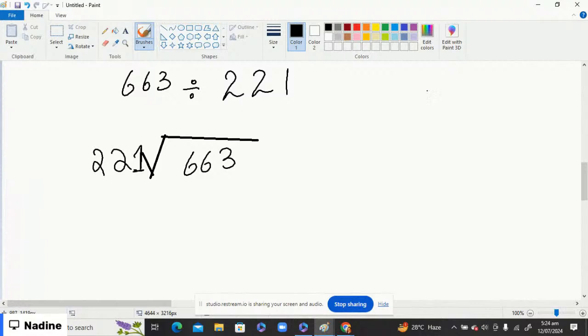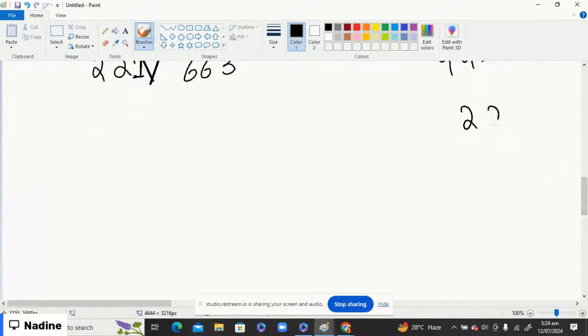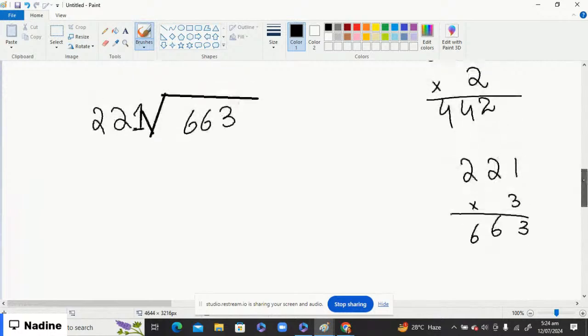221, just multiplying which number? Let's do it with 2. 2 times 1 is 2, 2 times 2 is 4, 2 times 2 is 4. It's 442. Now multiply 221 with 3. 3 times 1 is 3, 3 times 2 is 6, 3 times 2 is 6. Look here. It's 663. That's basically 221 times 3 is 663. Okay, after subtraction you got this answer. Got it?